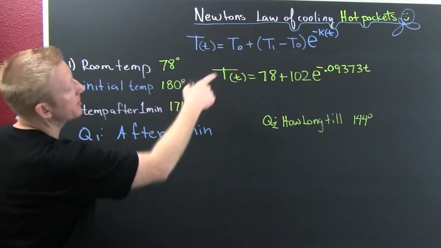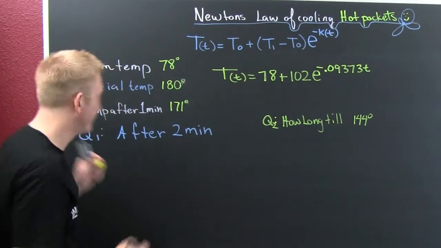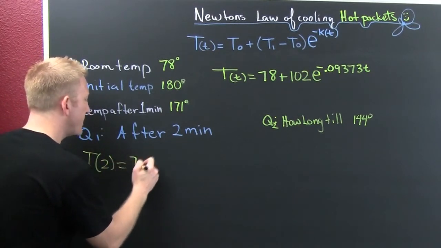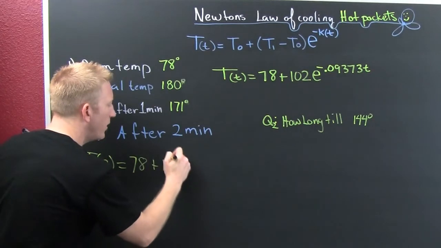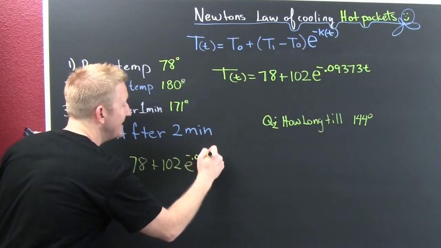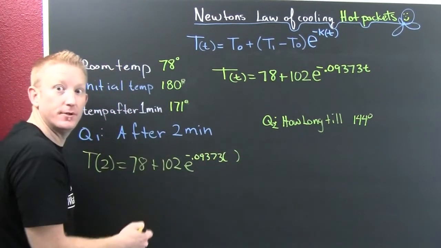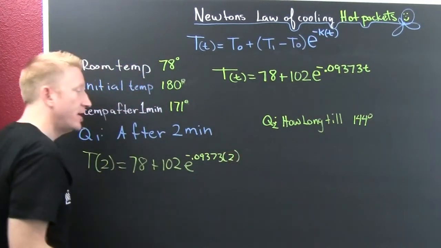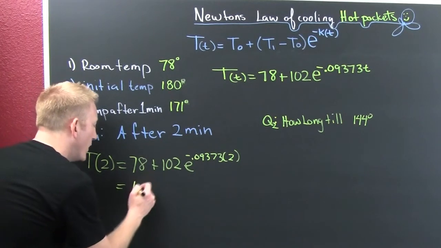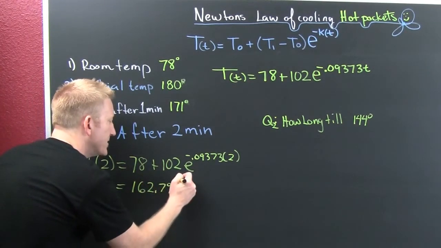That means we're going to take our model and we're going to put 2 in where? For time or for temp? For time! So then this is big T of 2. That's going to be 78 plus 102 e to the minus 0.09373. What do we put in for t? 2. And then we pound it out with our calculator and we're going to find that this is going to be 162.79 degrees.